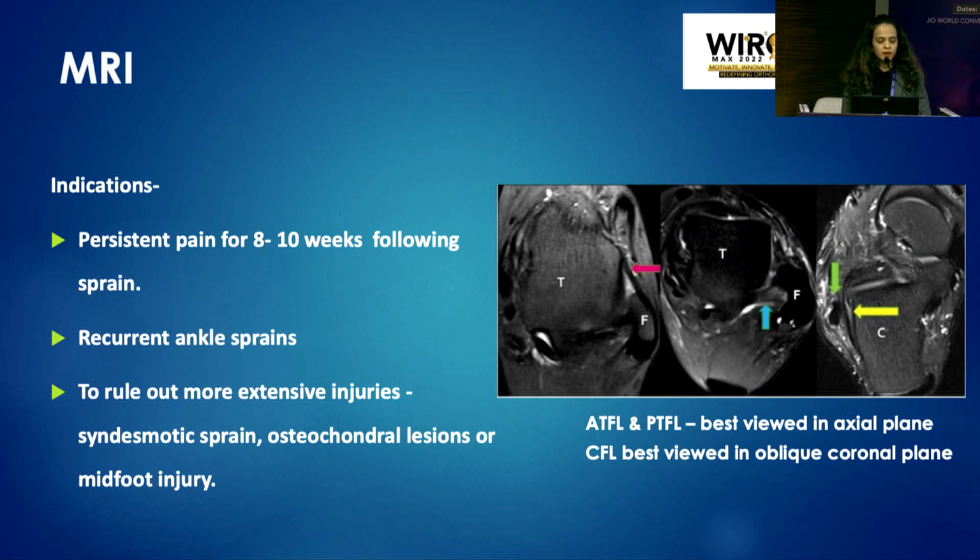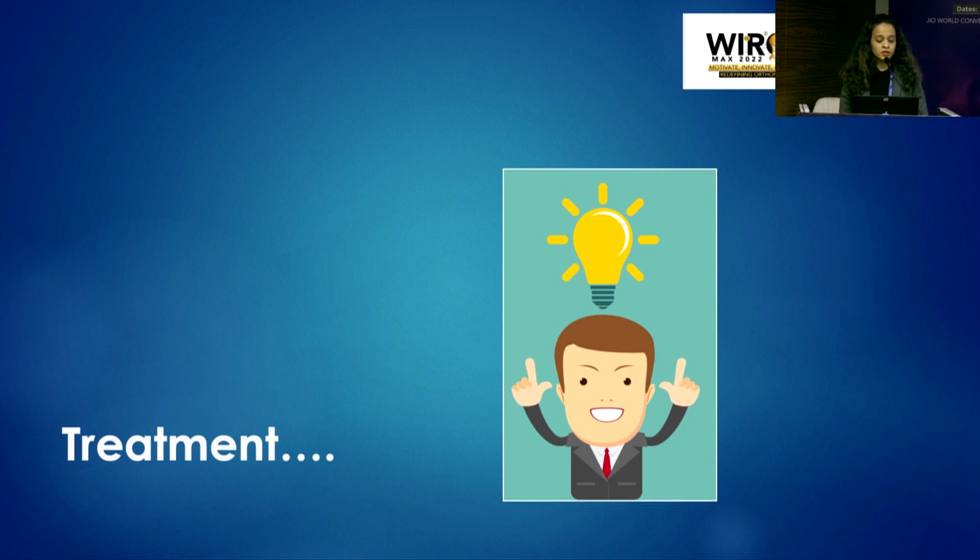MRI is not a part of our routine investigation protocol, but it is indicated if there is a persistent pain for 8 to 10 weeks, recurrent ankle sprains, and to rule out more extensive injuries like syndesmosis, osteochondral lesions, or a midfoot injury. So treatment.